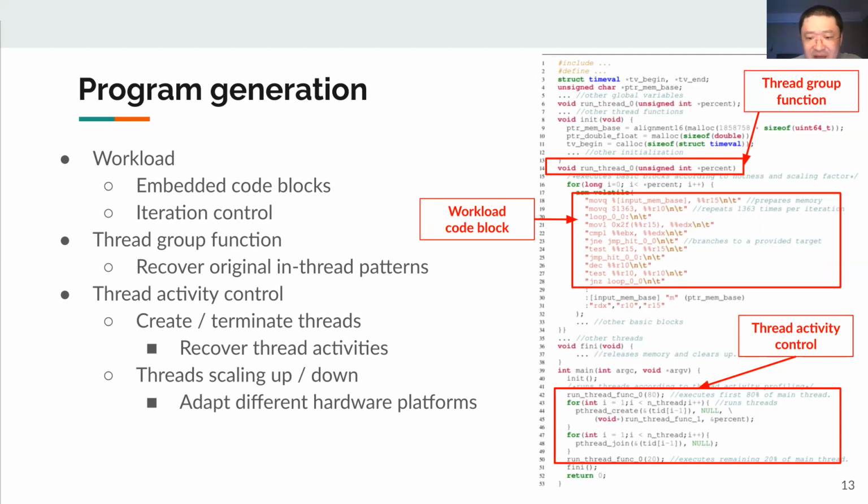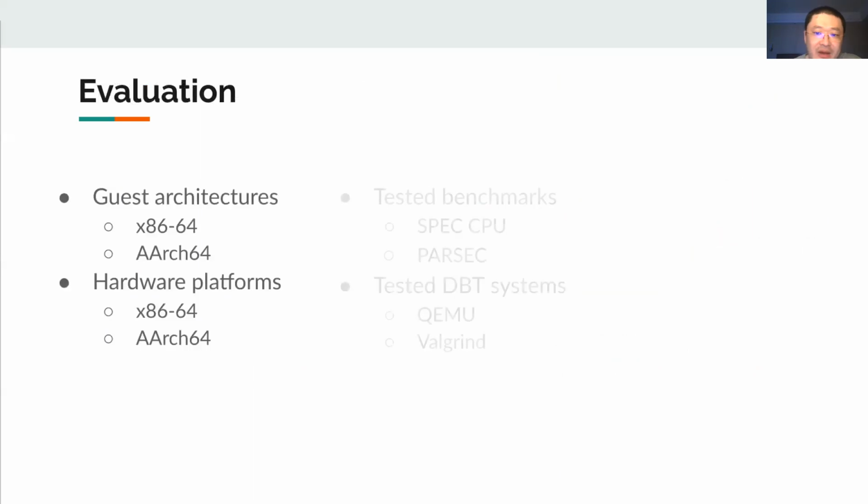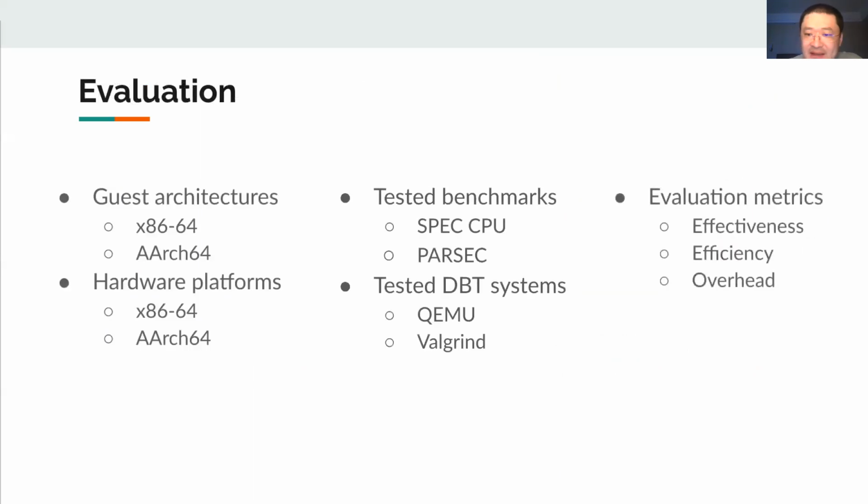With these steps, FADATest can get effective test programs to improve the test efficiency for performance regression testing of DBT systems. We have implemented FADATest to support two mainstream architectures on the market, which include x86-64 and ARM-64. To evaluate FADATest, we first generate test programs from standard test suites, SPEC CPU and PARSEC.